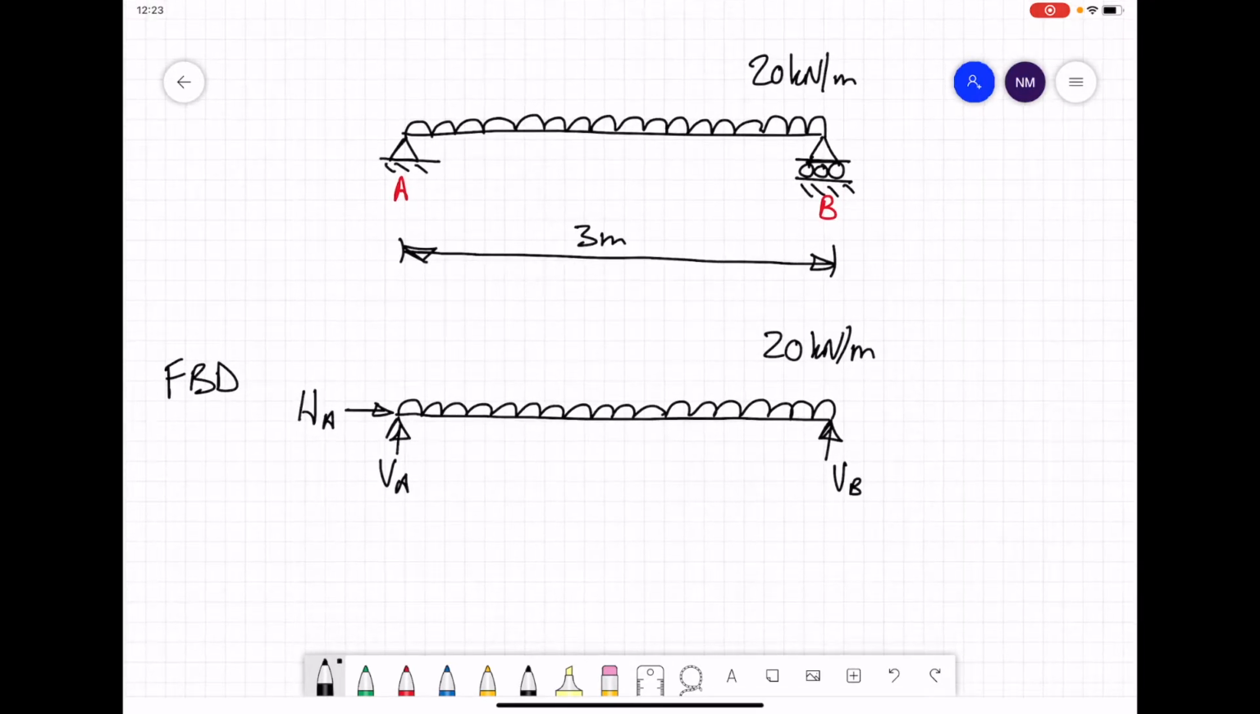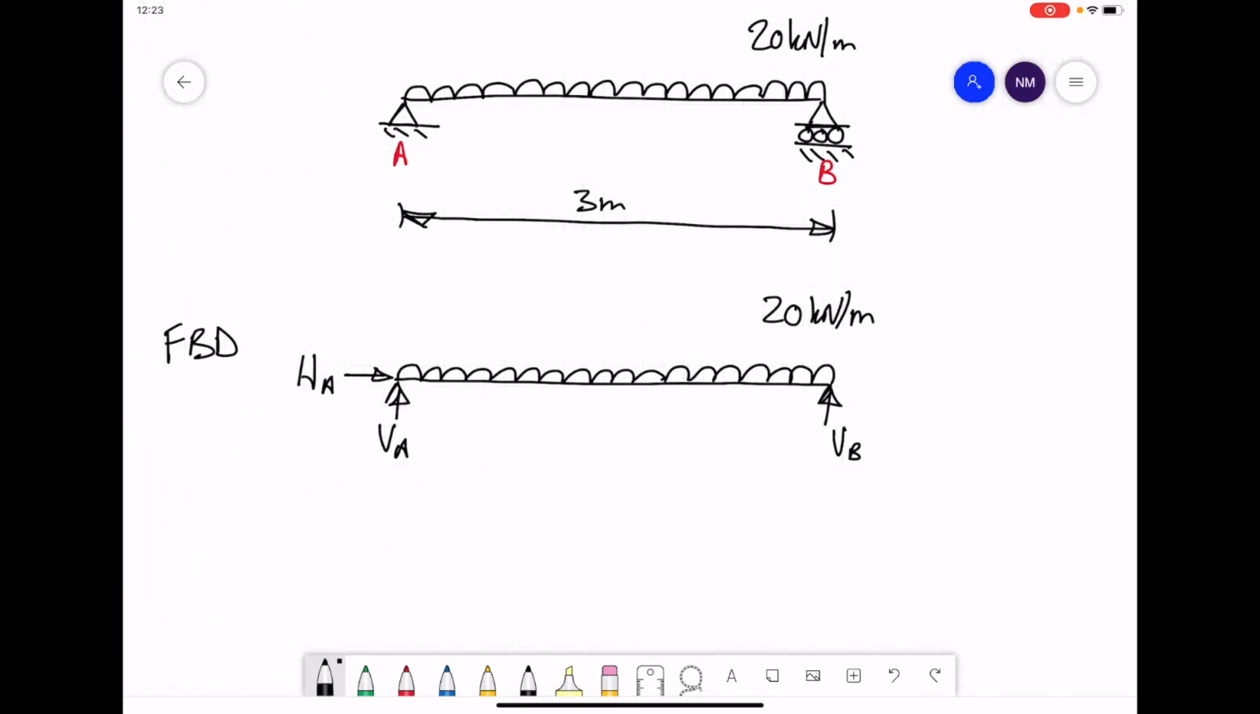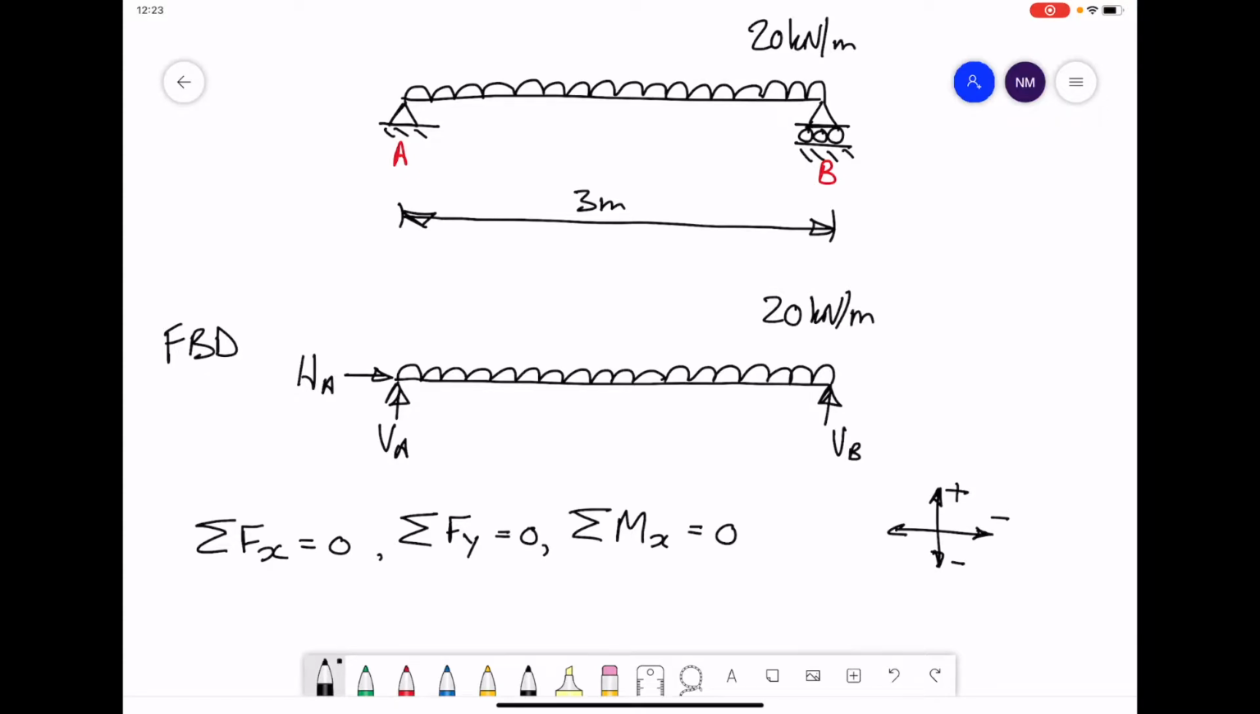With our free body diagram, we can apply our 3 equations for equilibrium. All the forces in the x direction must add up to give you 0. All the forces in the y direction must add up to give you 0. And all the moments about any point must add up to give you 0. Remember the sign convention. Up is positive, down is negative, to the right is positive, to the left is negative, clockwise moments positive, anti-clockwise moments are negative.